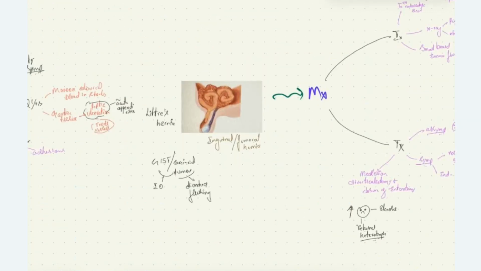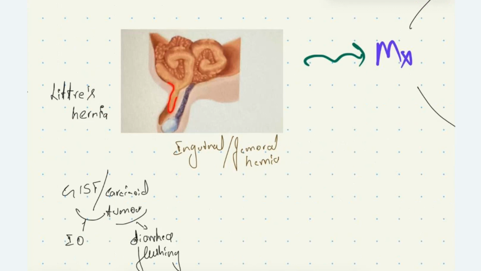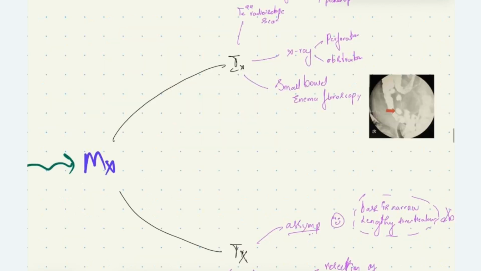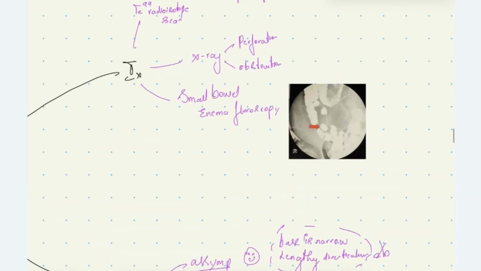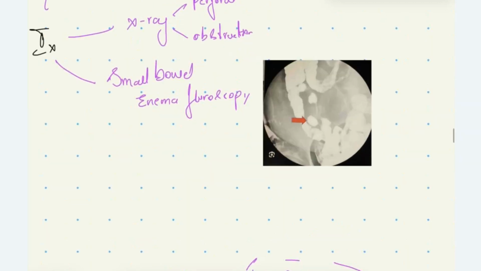Also, in some patients, Meckel's diverticulum can be the content of an inguinal or femoral hernia, which is called Littre's hernia. Coming to the investigations, we have the technetium-99 radioisotope scan, which is done in case of bleeding, if the patient presents with maroon colored blood in stools. Around 90% of heterotopic gastric mucosa can be picked up here. Even a minimal bleed like 0.1 ml per minute can be picked up. We can do an X-ray to see features of perforation and obstruction, if present. Small bowel enema with fluoroscopy can show Meckel's diverticulum.